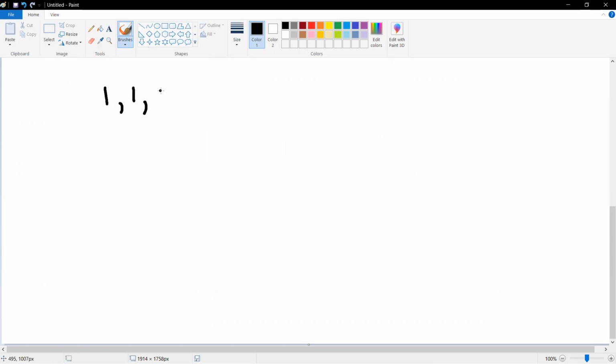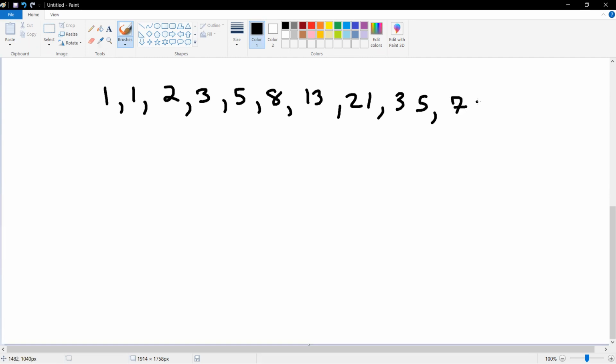So if you add them up, you get 2. Now to get the next number, you take the previous 2. Now it's 1 and 2. You add them up, you get 3. The next number is 2 plus 3. It's 5. The next number is 3 plus 5. It's 8. And you can see it's getting larger and larger. It's going to be 13, 21, 34. And I don't have to write all these down.